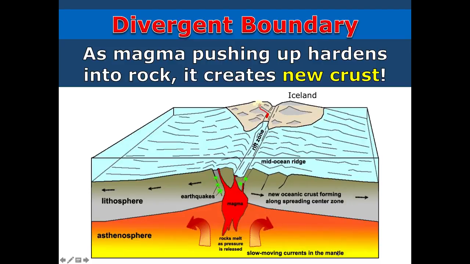We have these convection currents underneath the lithosphere, underneath those big plates, directing those plates and sending them in opposite directions, creating that divergent boundary.